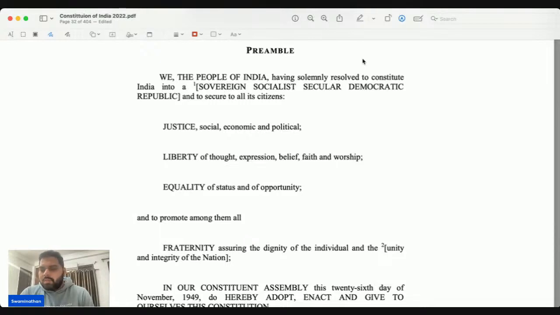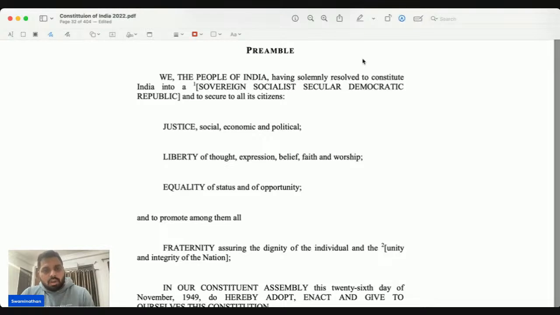The second, they might be asking about the amendments in the preamble, right? And the third thing, they will be asking about any judgments with regard to the preamble, for example Berubari Union, Kesavananda Bharati, about whether the preamble is part of the Constitution or not, right? So the preamble is a kind of preface to the Constitution of India, you can say.